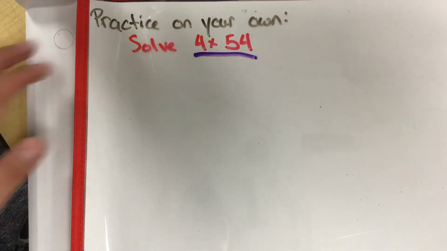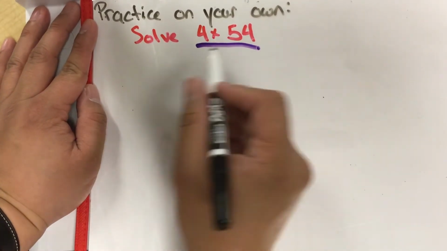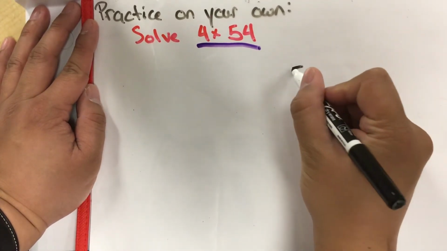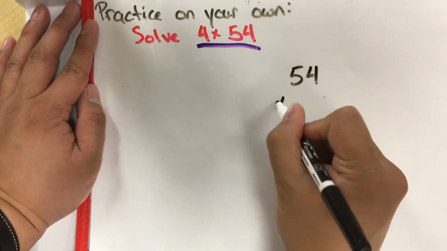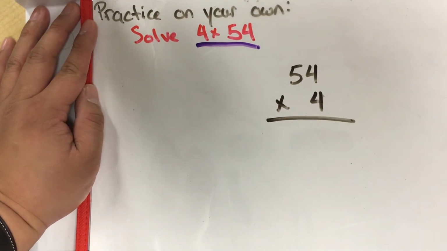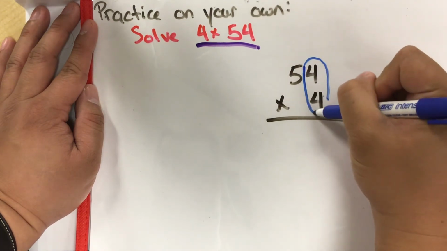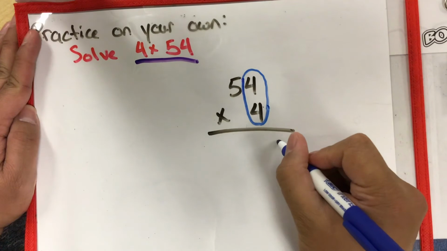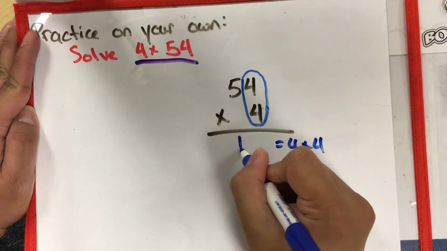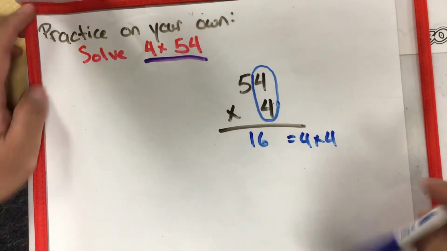All right, so let's go check our work and see if our answers are going to be correct or if they're matching, okay? So we're going to have 54 times 4. Okay, so I'm going to start off with my ones place. So I know that 4 times 4, that equals 16. So if I count 4, 8, 12, 16. All right.